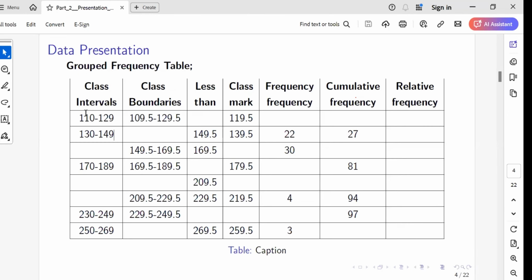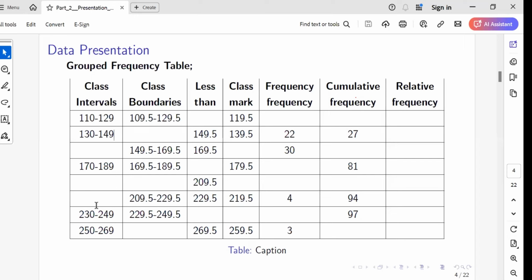So all the numbers that fall from 110 up to 129 are all merged and put in this group. All the numbers that fall from 130 to 149 are all put in this group. All the numbers from 170 to 189 are all put in this group, and so on. You can see that we don't have the data points, but we have the data groupings. So if you have a table like this, it means you don't have access to the exact data points, but you can still make do with this and work something out.